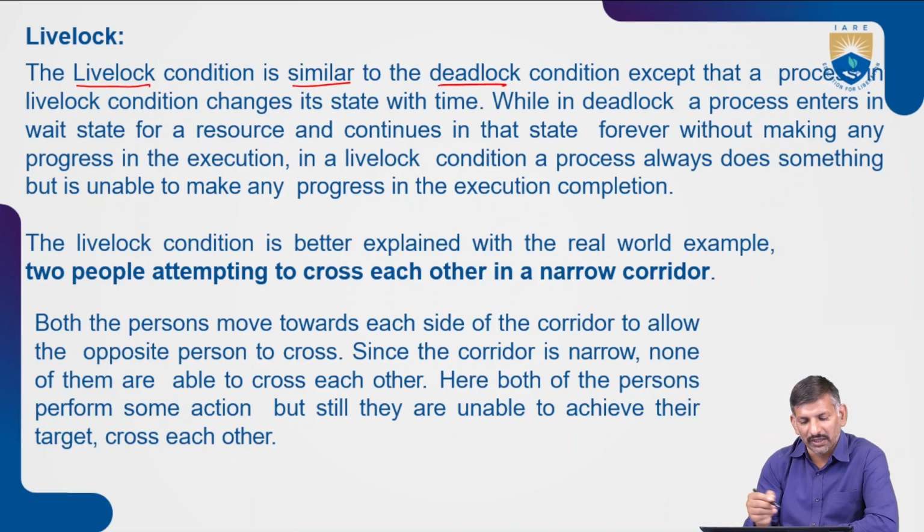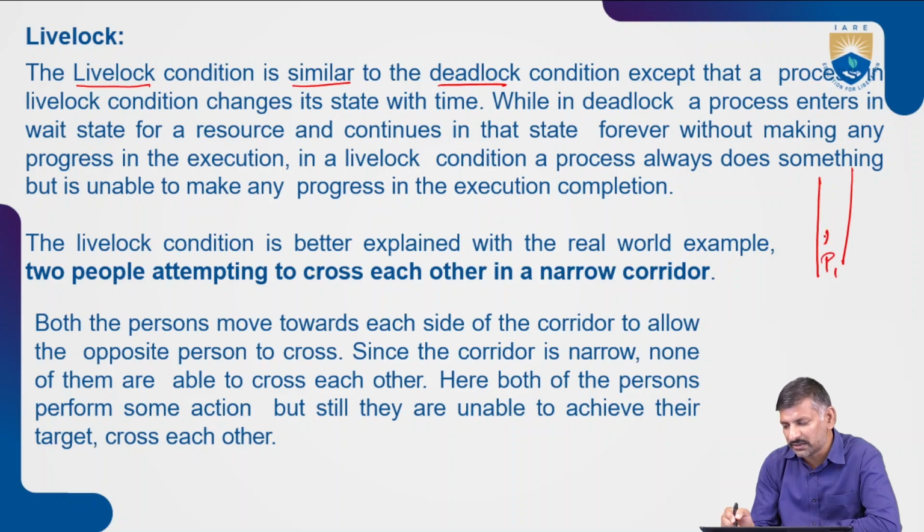So the livelock condition is better explained with a real-time example: two people attempting to cross each other in a narrow row. Suppose it is a narrow row. Process P1 is coming in this direction, and process P2 is coming in the opposite direction. But here it is not possible to cross one by another.